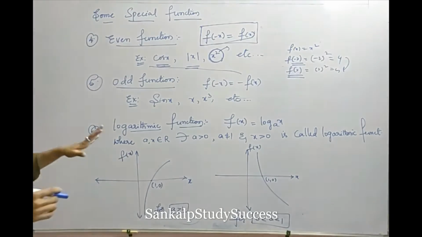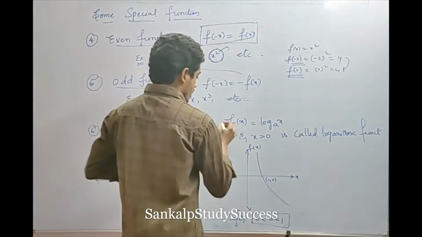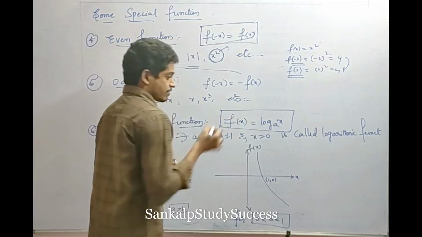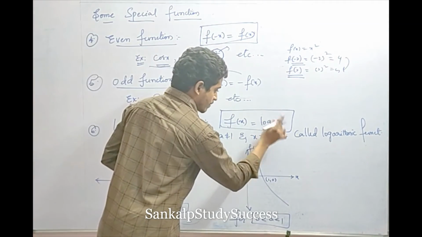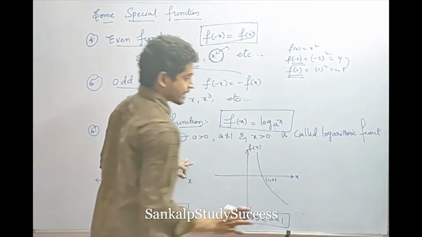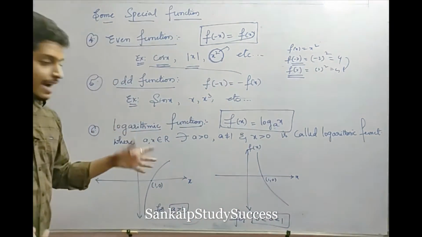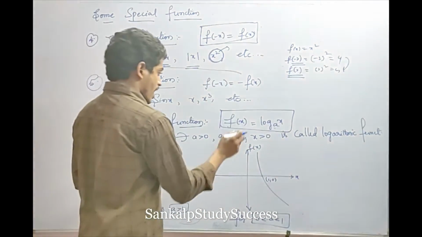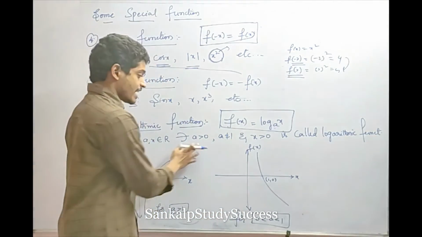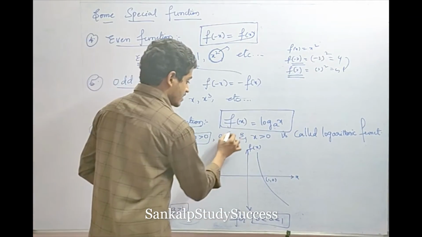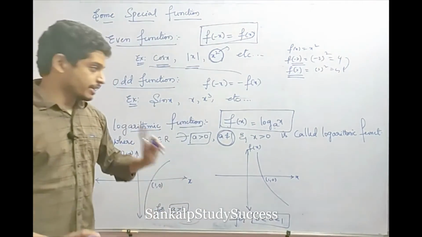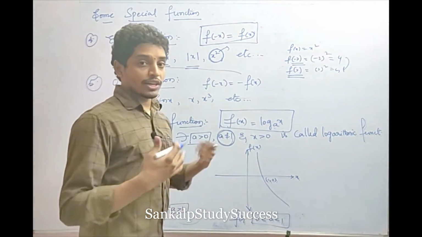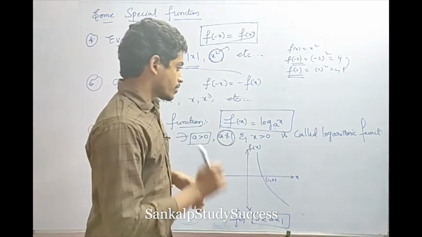Next, logarithmic functions. Friends, listen to it carefully. If f of x equal to log x to the base a, remember, friends, a should never become negative. The base is always greater than 0. Okay, so take it for granted. So a comma x belongs to R. A and x are real numbers, and a should be greater than 0, and a is not equal to 1. The base should never become equal to 1, and a should be greater than 0. These basics you have already learned in your intermediate. So it's called a logarithmic function.